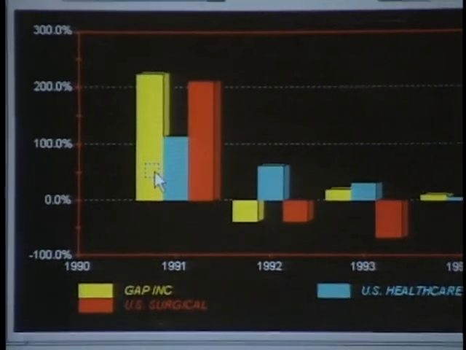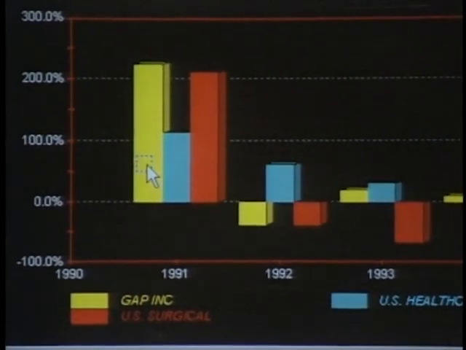The Gap, U.S. Surgical, and U.S. Healthcare, in order, those are the yellow bar, the blue Gap bar, and the red Surgical bar, all went up an average of 140% for the year of 1991. It really works. That's not too bad. Okay, today we'll show you how to use your computer to make wise investment decisions.